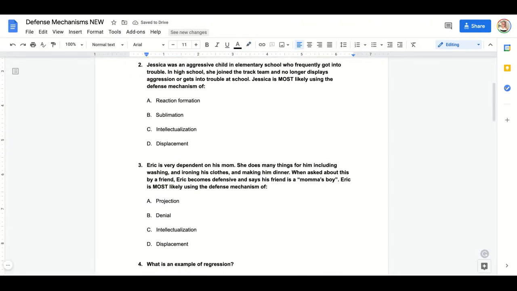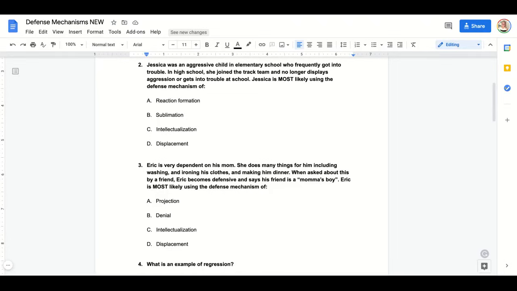Number 2. Jessica was an aggressive child in elementary school who frequently got into trouble. In high school, she joined the track team and no longer displays aggression or gets into trouble at school. Jessica is most likely using the defense mechanism of reaction formation, sublimation, intellectualization, or displacement.